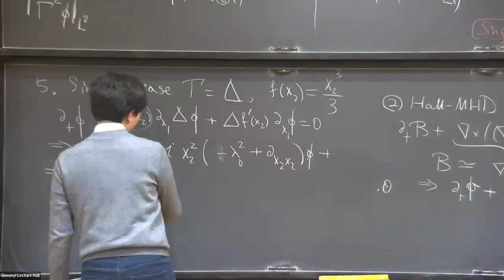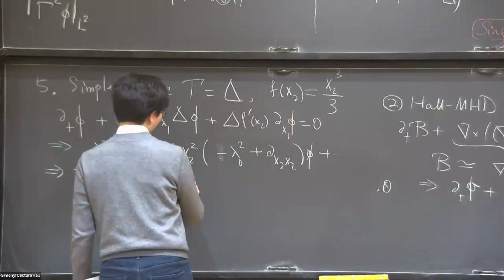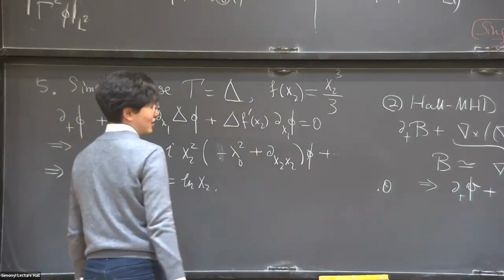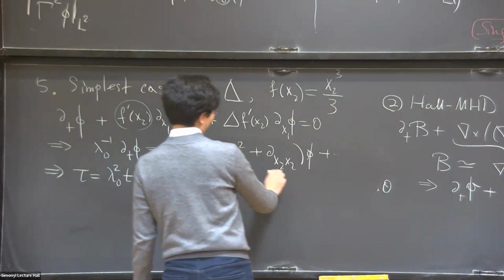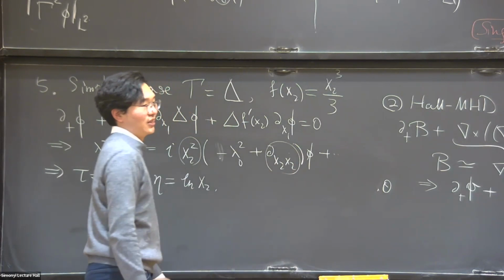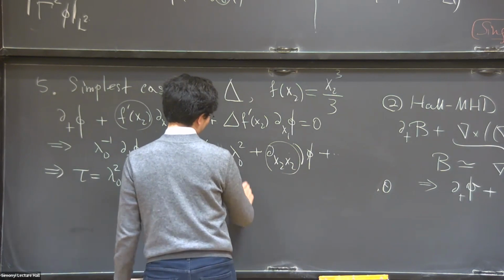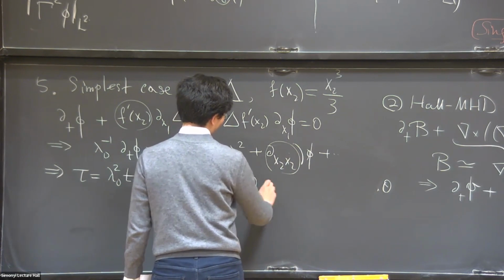You can take eta to be the new independent variable, which is log of x2. The purpose is that you see x2 squared and two derivatives in x2. So this makes x2 dx2 to be d eta.